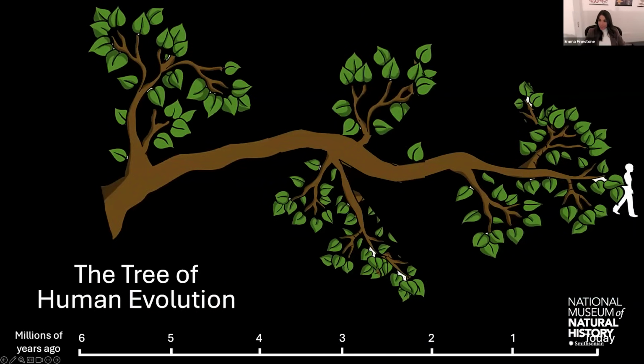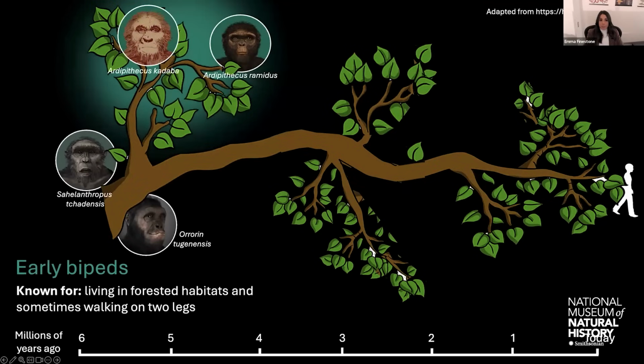So on the tree of human evolution, and this is depicting a branch showing the human lineage, the split between us and chimpanzees happened about 6 million years ago. So anything that lies on our side of the family tree is considered a hominin. The tree of human evolution now goes back 6 million years. And the earliest hominins were the early bipeds. So these are potential hominins that reveal the body plan that was closest to the last common ancestor shared between humans and chimpanzees when they split.